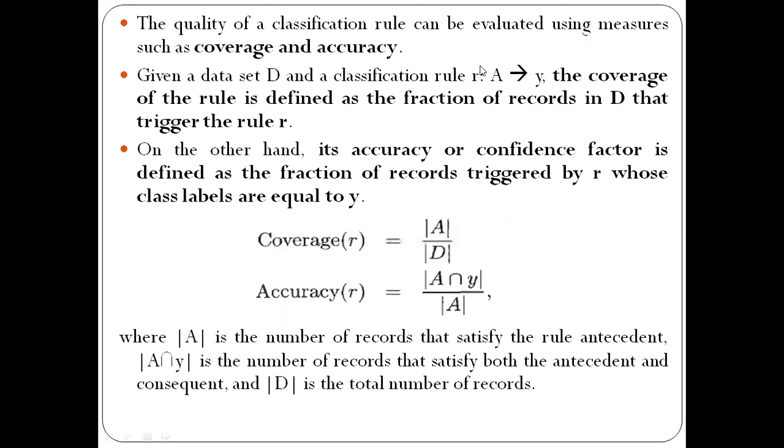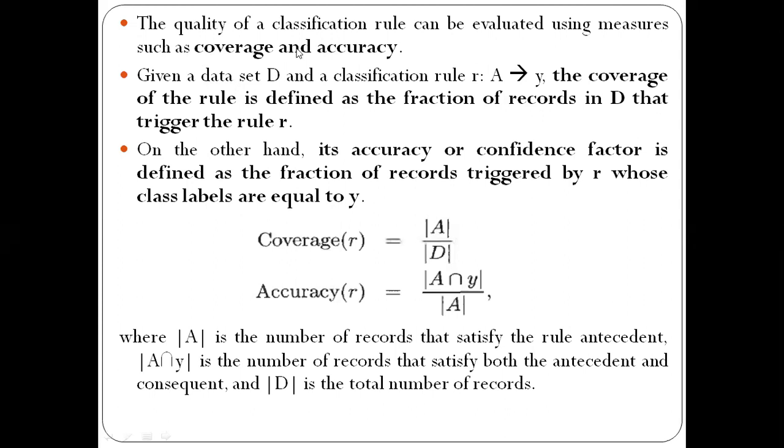In general, if you have a data set D and a classification rule R, any classification rule will be in this form: it will have a precondition that is denoted by A, then an implication, and then Y is the class label. So this is a classification rule, and we have a given data set D.